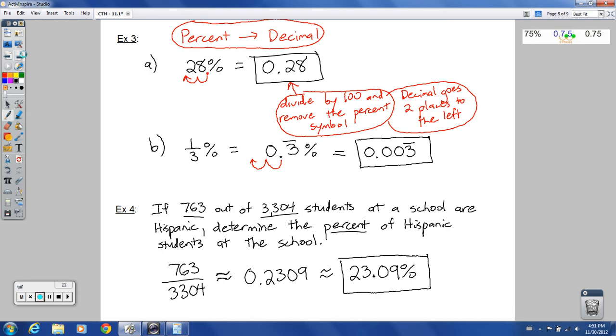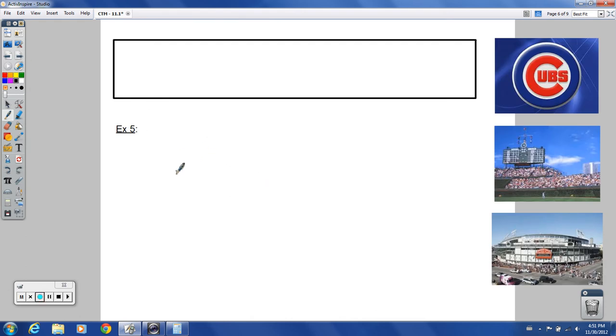So let's move on to example 5. Before we start this one though, I'm going to write down how you do percent change.